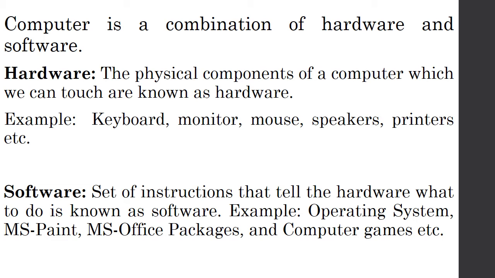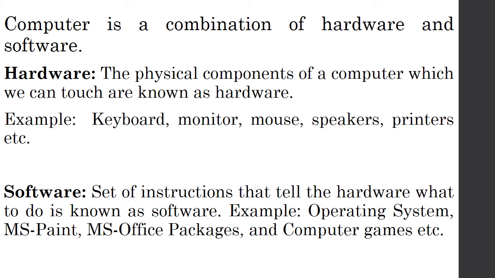Like us human beings, we have different parts which are considered the physical components of our body. Each part of our body performs a particular function. Eyes are used to view, to see. Then we use ears to hear. In a similar way, these hardware components need to perform their particular functions, and that is directed by the software. So a set of instructions that tell the hardware what to do is known as software.